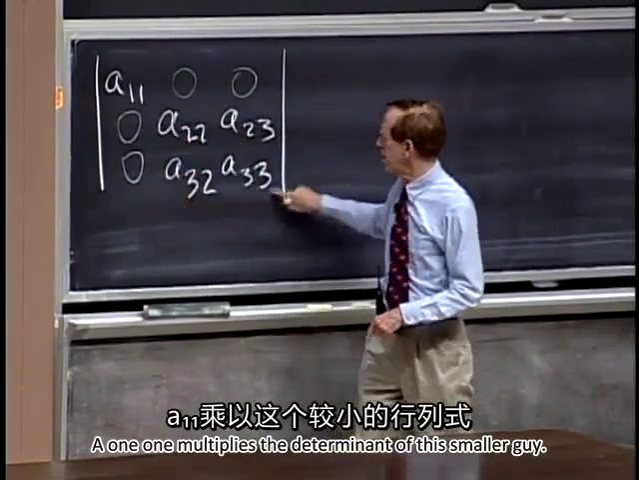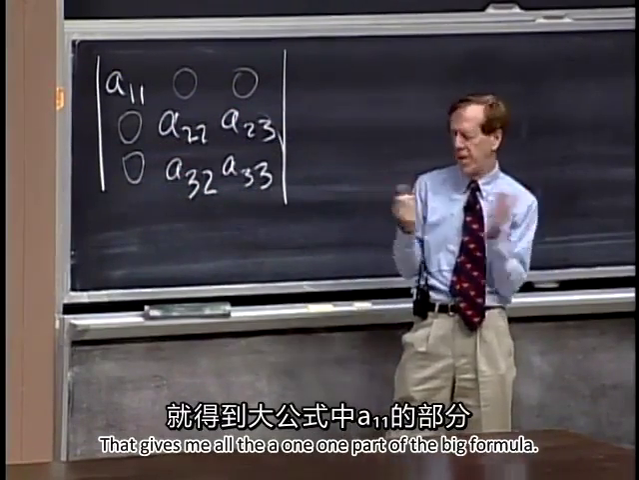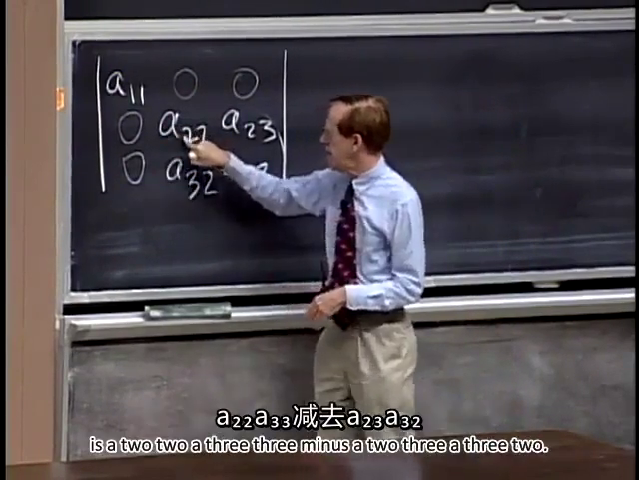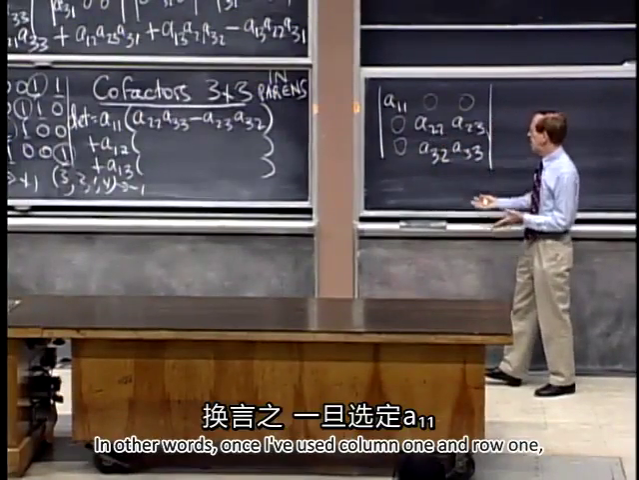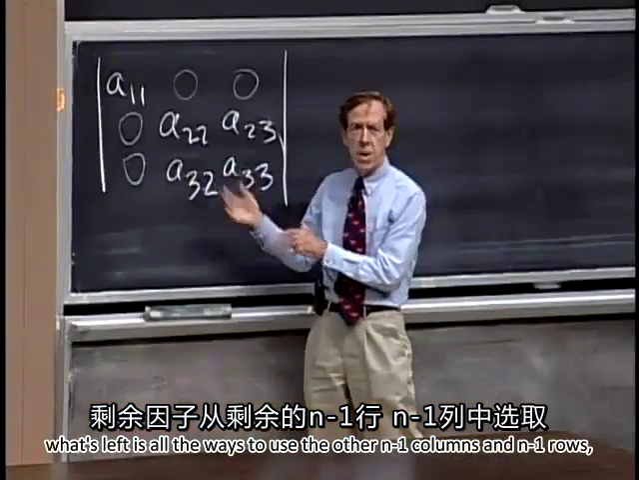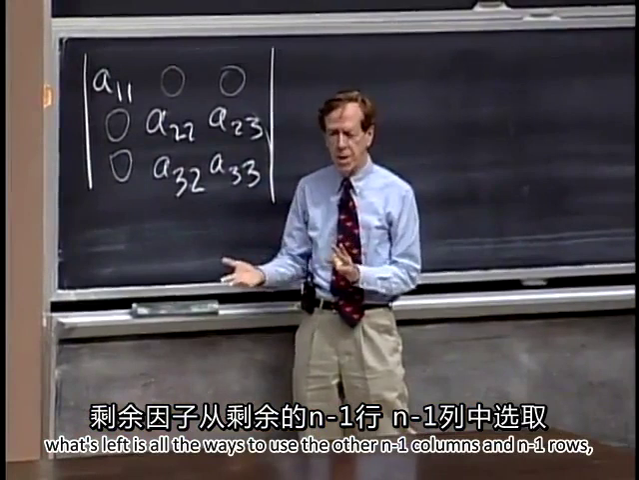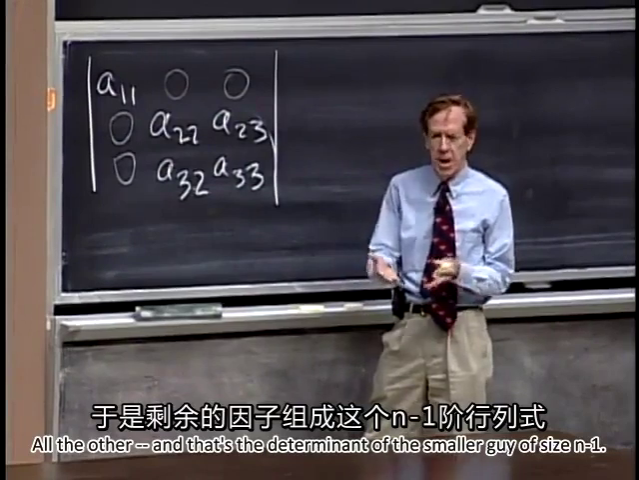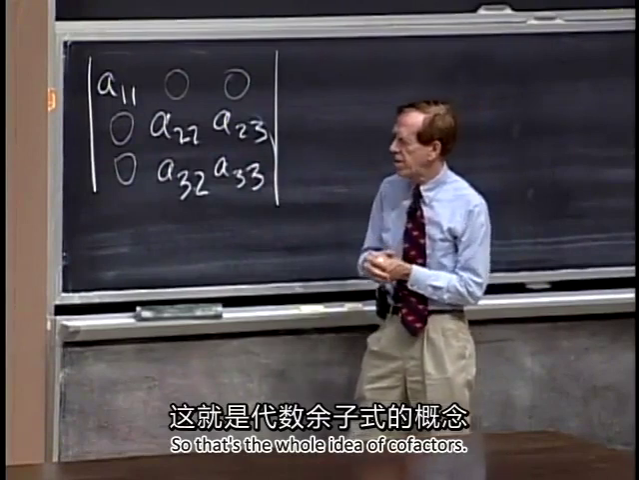A11 multiplies the determinant of this smaller guy. That gives me all the A11 part of the big formula. You see that? The determinant of this smaller guy is A22, A33 minus A23, A32. In other words, once I've used column 1 and row 1, what's left is all the ways to use the other n-1 columns and n-1 rows, one of each. That's the determinant of the smaller guy of size n-1. So that's the whole idea of cofactors.